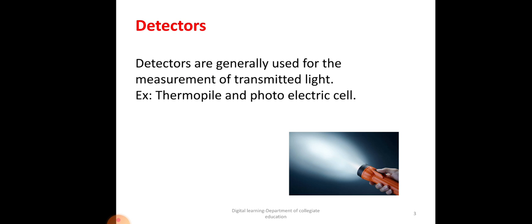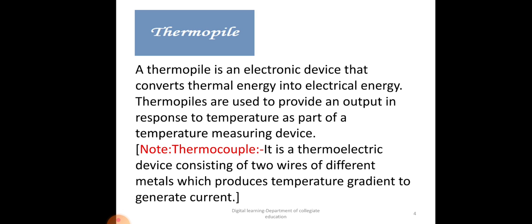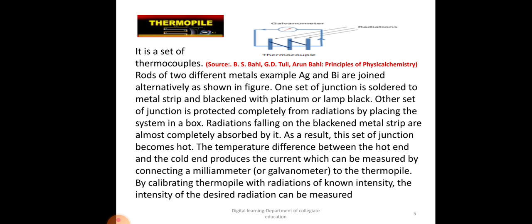Detectors. Detectors are generally used for the measurement of transmitted light, example thermopile and photoelectric cell. Thermopile. A thermopile is an electronic device that converts thermal energy into electrical energy. Thermopiles are used to provide an output in response to temperature as part of a temperature measuring device. Thermocouple. It is a thermoelectric device consisting of two wires of different metals which produces temperature gradient to generate current. Thermopile. It is a set of thermocouples.